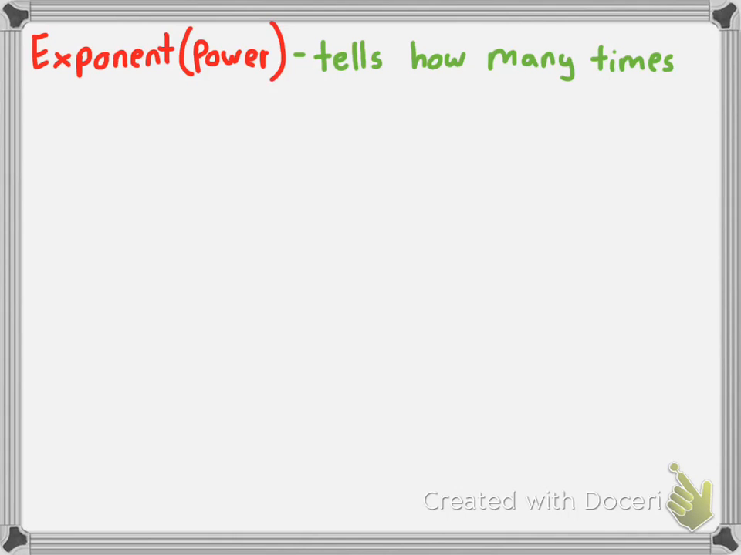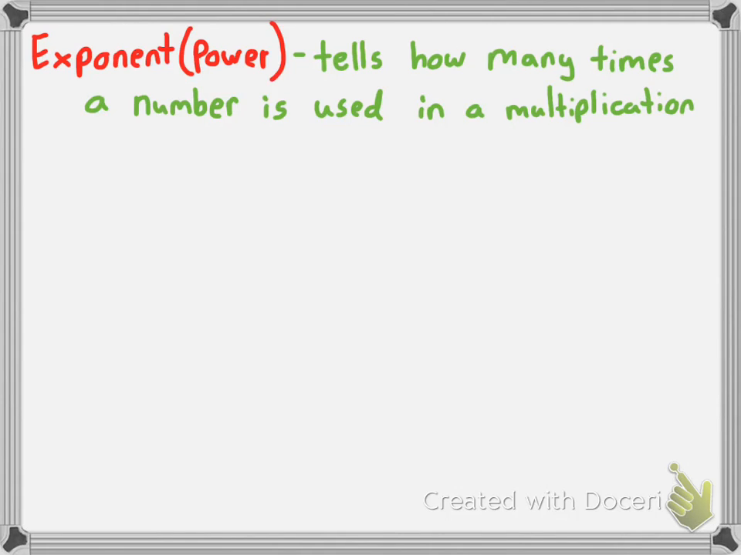You have the word exponent, sometimes called the power. If you've heard a number called to the power of, it's the same as exponent. And power means how many times a number is multiplied. The exponent, or the power, tells how many times a number is used in a multiplication problem.